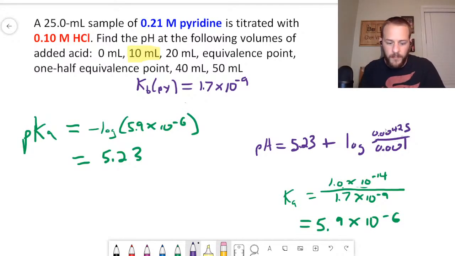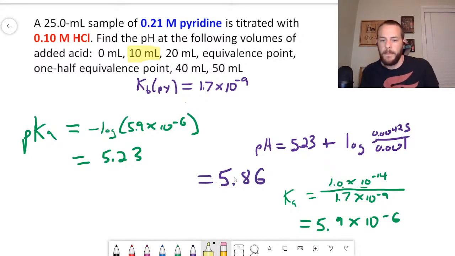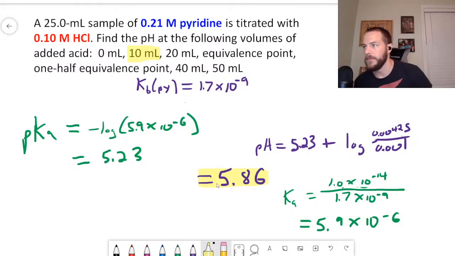Okay, so I got 5.86. 5.23 plus the log of this whole mess here. I got a value of 5.86. That is the pH upon adding 10 milliliters of our 0.10 molar HCl to our 25 milliliter sample of 0.21 molar pyridine. Yeah. Good stuff, right?